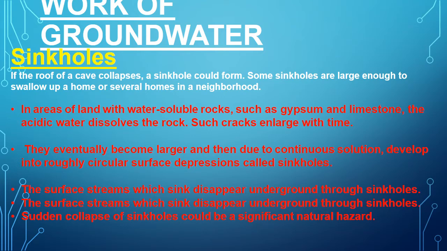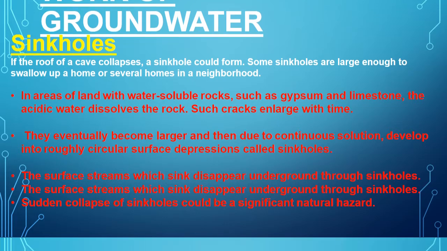Surface streams which sink disappear underground through sinkholes, and the collapse of sinkholes could be a significant natural hazard. Whenever a sinkhole is created at a particular place, the water starts entering and the stream disappears when the whole water enters the underground water resource. Sometimes sinkholes also collapse, as beneath the surface the space keeps enlarging and becoming vacant. So there are chances of sinkholes collapsing anytime.